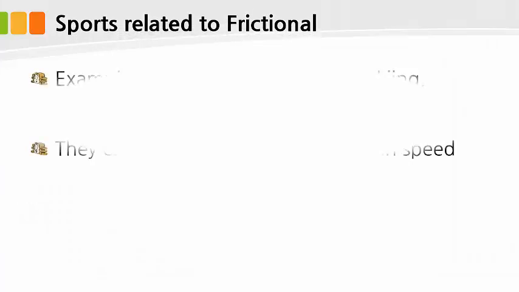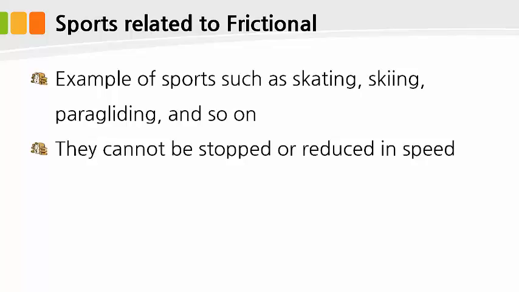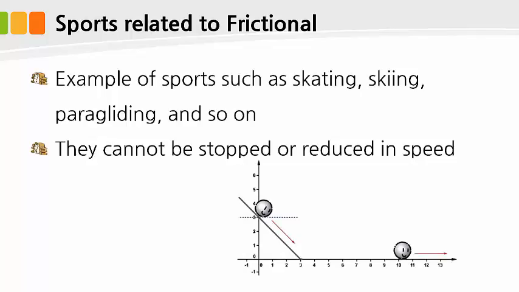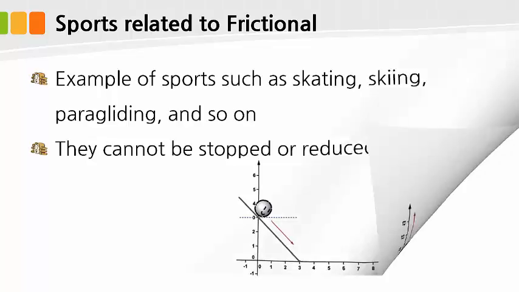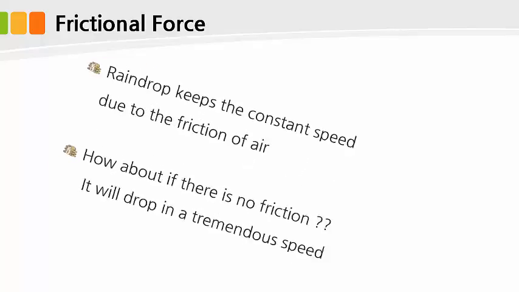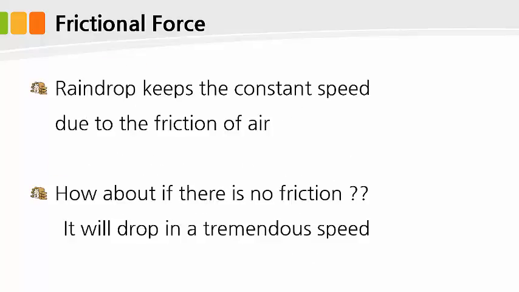Sports such as skating, skiing, paragliding, and so on, would be taking a risk of our lives because they cannot be stopped or reduced in speed. A raindrop keeps a constant speed due to the friction of air. If there is no friction, it will drop at a tremendous speed.